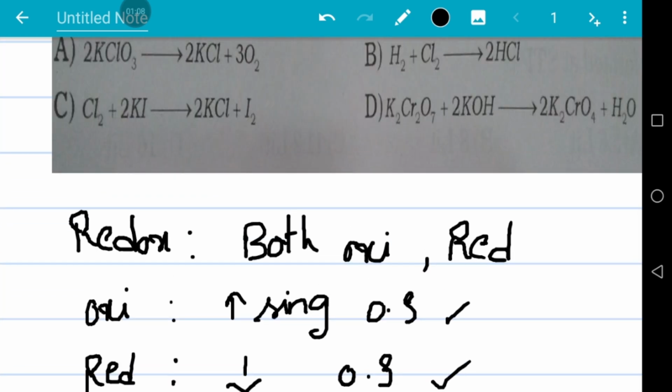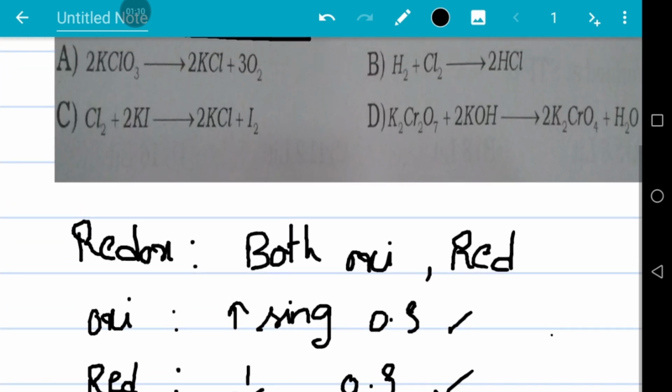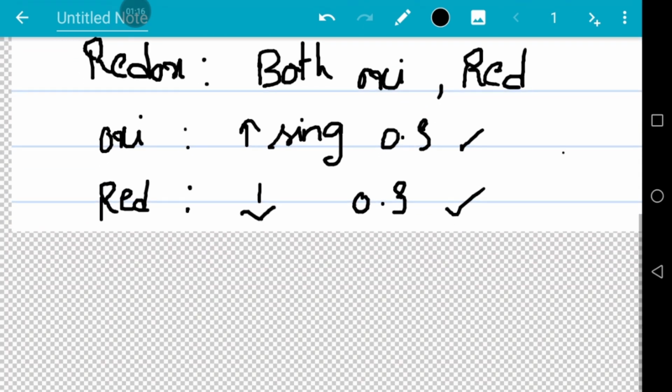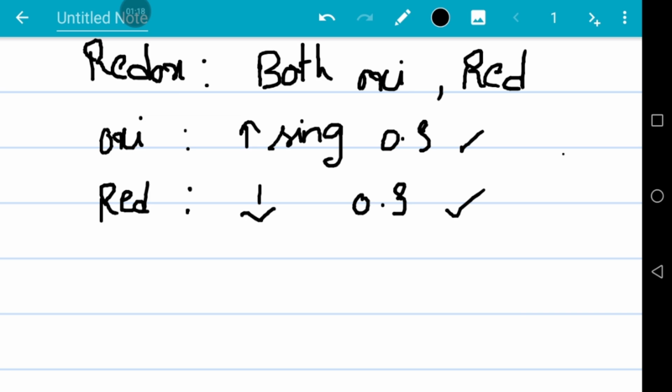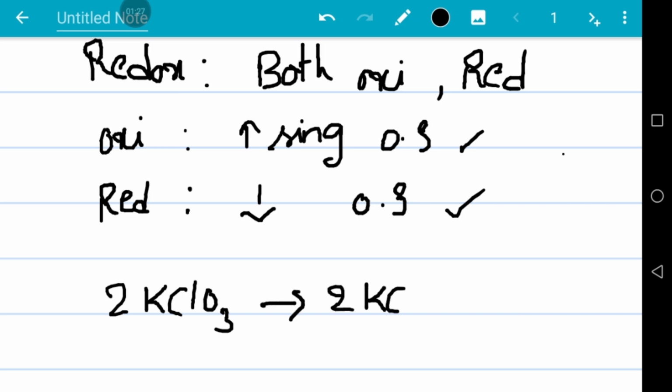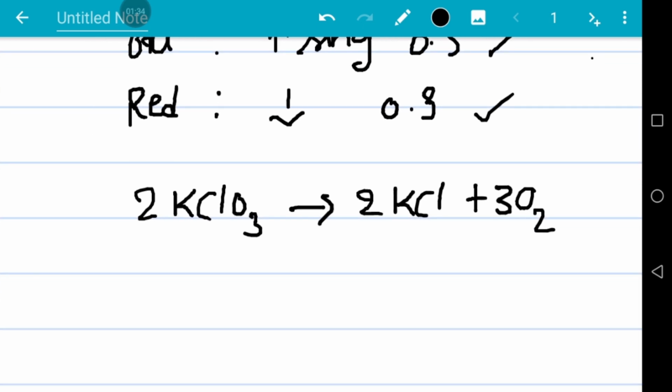So first, what is option A? That is 2 KClO3 gives rise to 2 KCl plus 3O2. We have to check whether this reaction is a redox reaction or not. First of all, we have to calculate the oxidation states of each element.